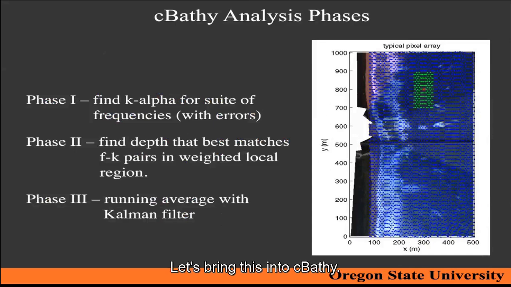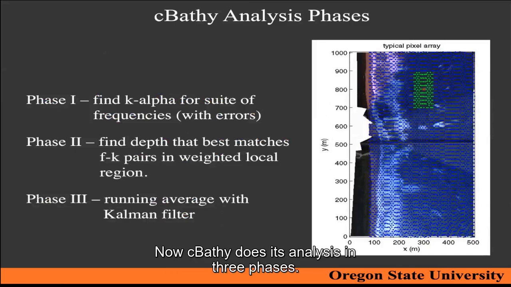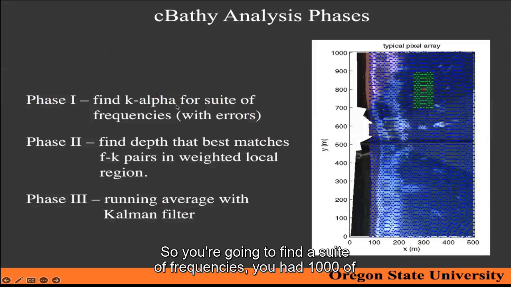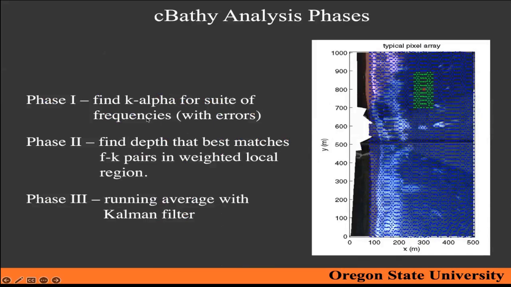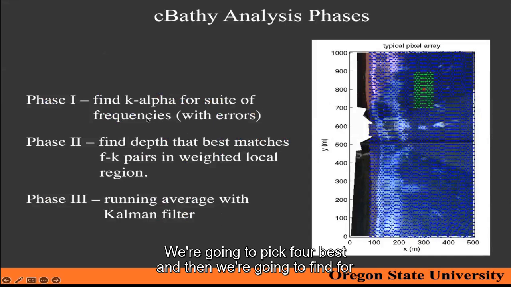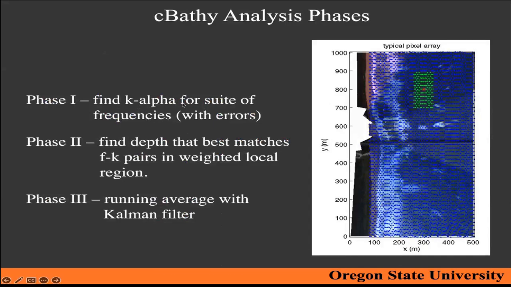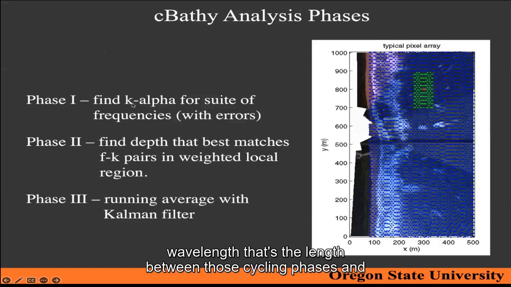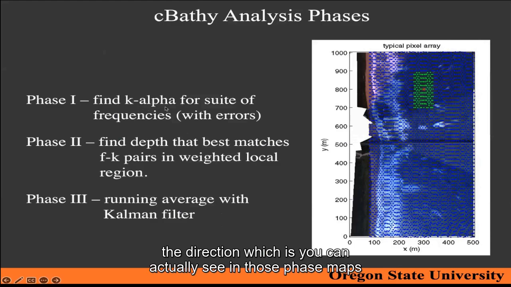So that's the concept. Let's bring this into cBathy now. cBathy does its analysis in 3 phases. The workhorse of the whole thing is phase 1, and it's finding the K alphas. So you're going to find a suite of frequencies. You had 1,000 of them. We're going to pick 4 best. And then for each of those, from the phase maps, we're going to find the wavelength, that's the length between those cycling phases, and the direction, which you can actually see in those phase maps also.